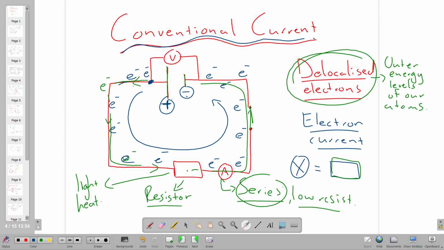But you must just keep in the back of your mind that actually the electrons are flowing opposite to what we are saying. But we just deal with it as if they're flowing from positive to negative.